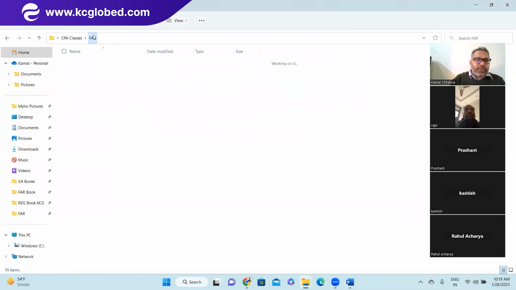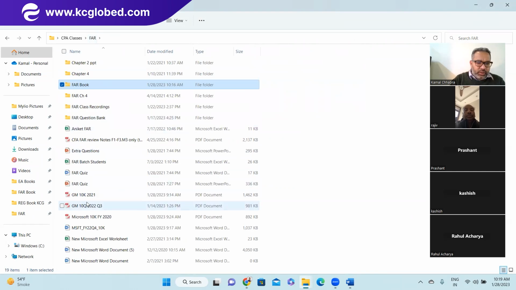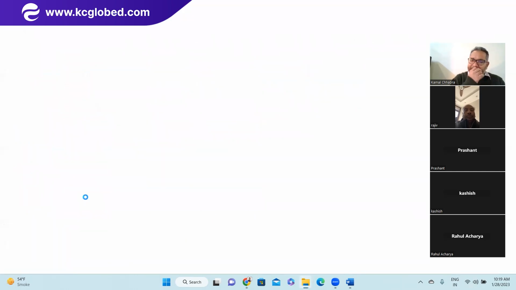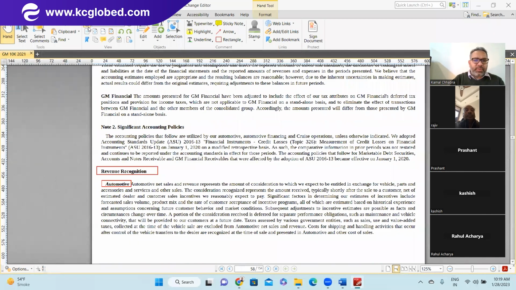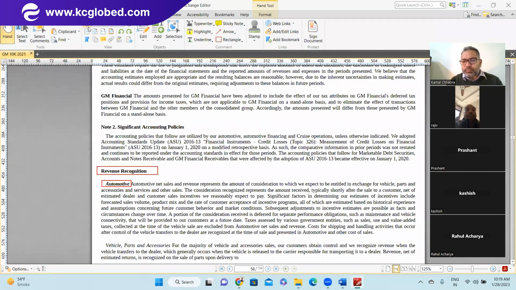Let me share the GM financial statement for you really quick. I think this is the 10-K. Yeah. So if you see the General Motors financial statement, can you see my screen? Yes, sir.